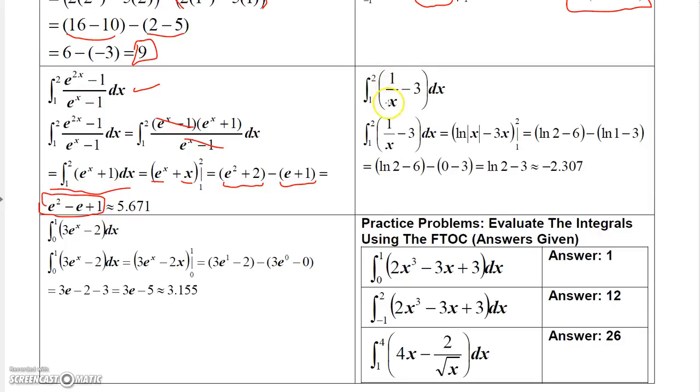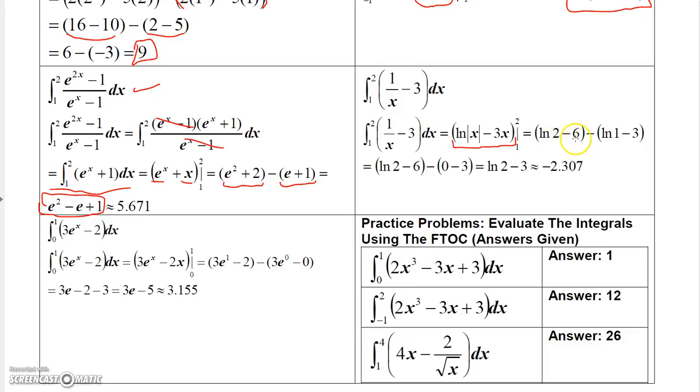Here's another one, the integral of 1 over x minus 3 dx from 1 to 2. Well, you know how to integrate 1 over x. It's just natural log of the absolute value of x, and you integrate minus 3, you get minus 3x. Then you evaluate that from 1 to 2. So first evaluate this at 2. So I get natural log of 2 minus 6. See, the absolute value of 2 is 2, so I can get rid of the absolute value.